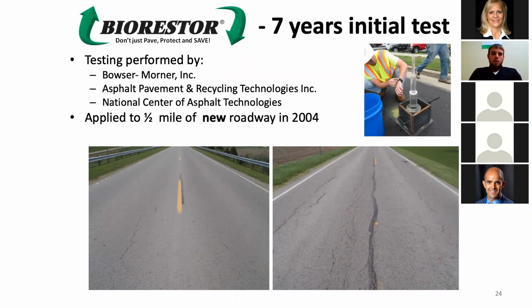So initially in 2004, when the product was developed, we applied it to a half mile of roadway in Darke County, Ohio. This picture on the left is the treated section of the half mile versus the untreated section on the right. This is a picture taken after the first 7 years, in 2010.